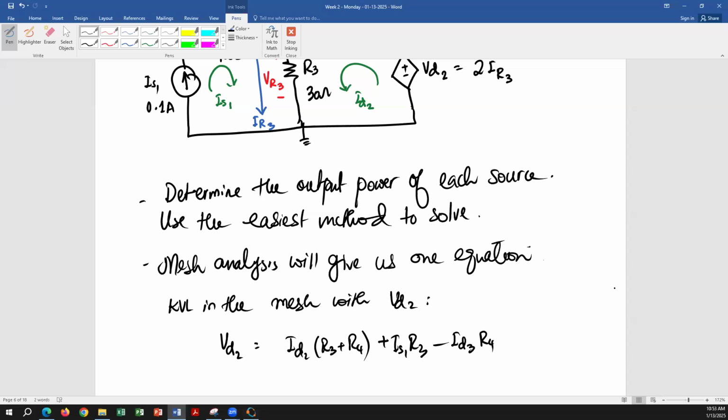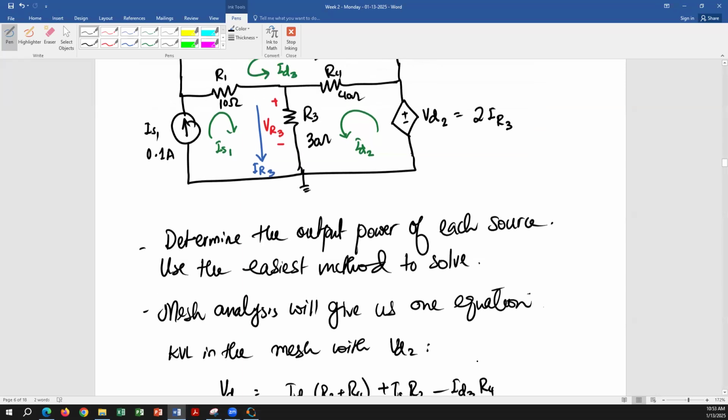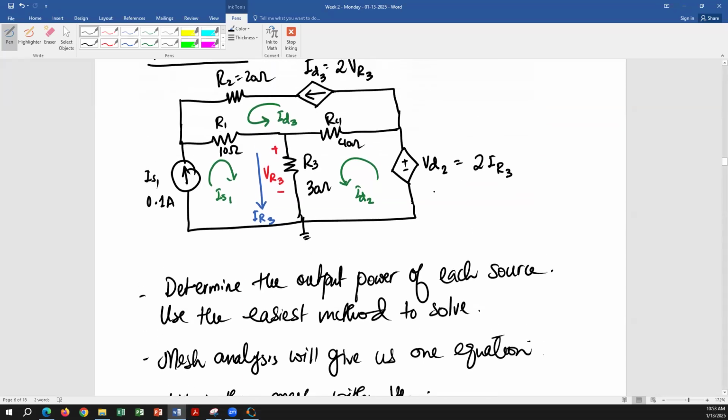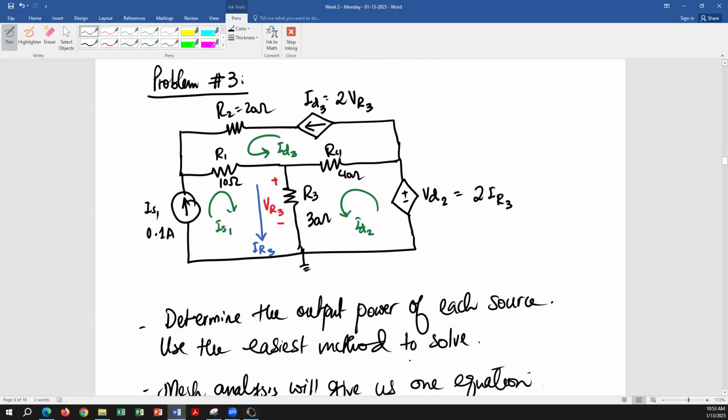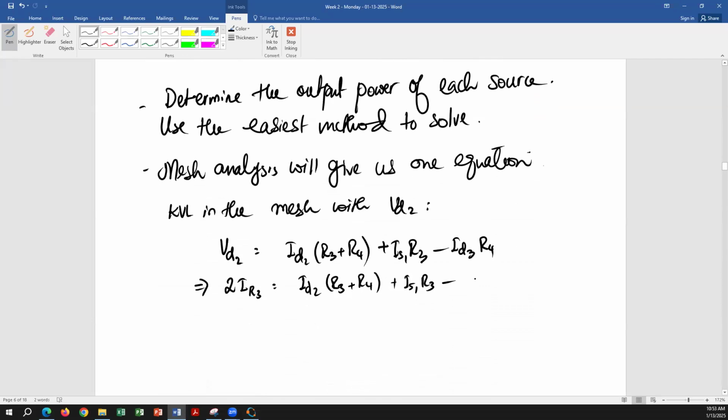But first, we are going to write down the other values. For example, VD2 in terms of IR3. So VD2 is 2 IR3. ID2 is of course unknown. IS1 we already know. And ID3 is 2 times VR3.